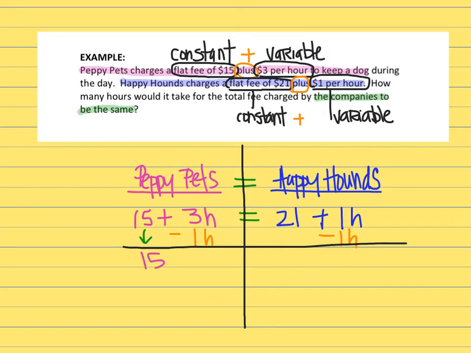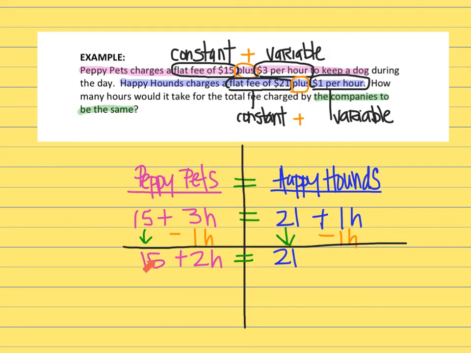And then 3 minus 1 is 2. So I have plus 2h, and it equals... I can bring down the 21. Okay, now on this left side, I have a constant and a variable.